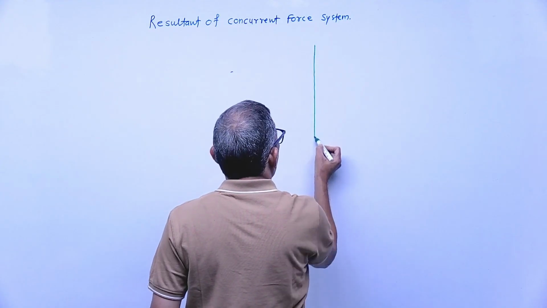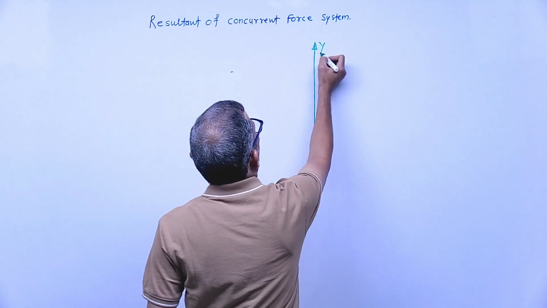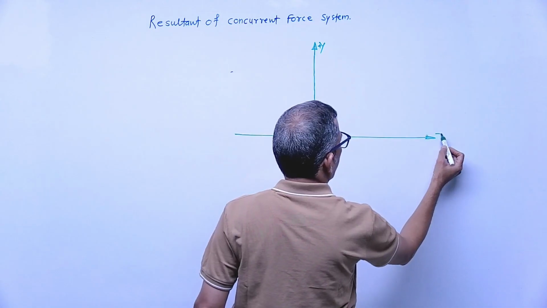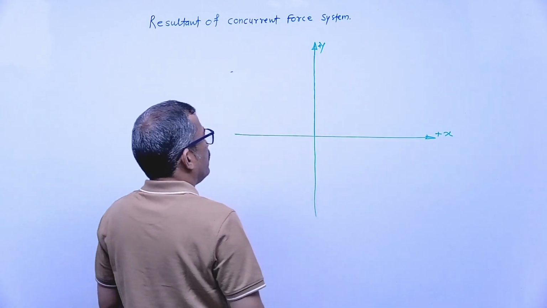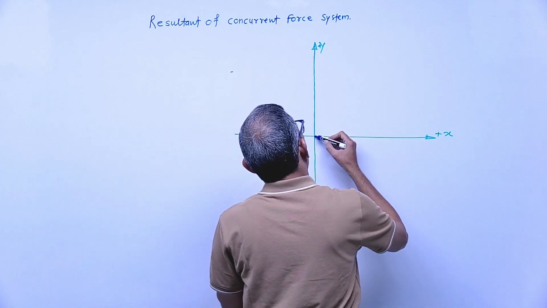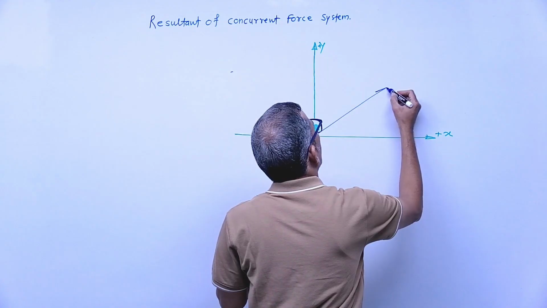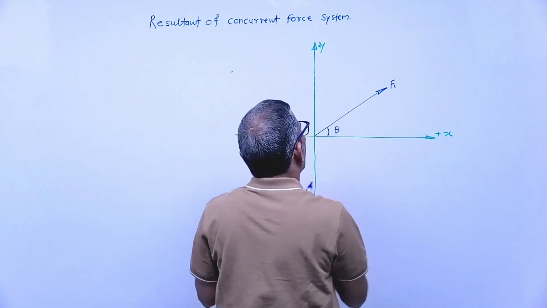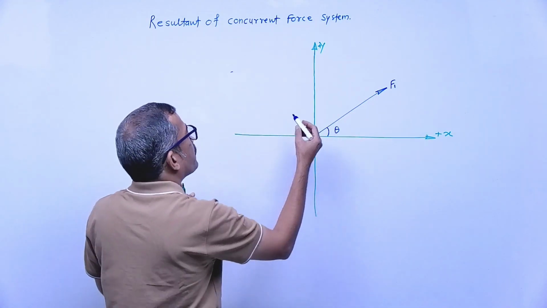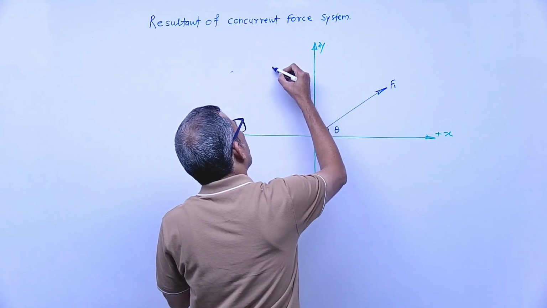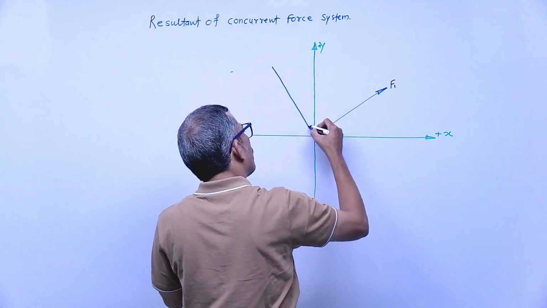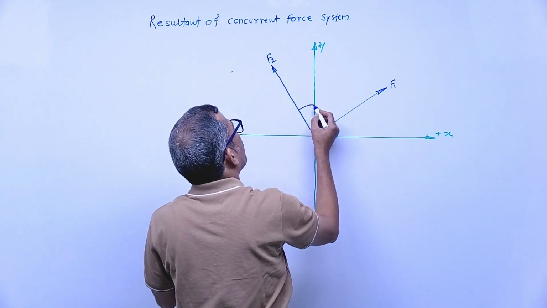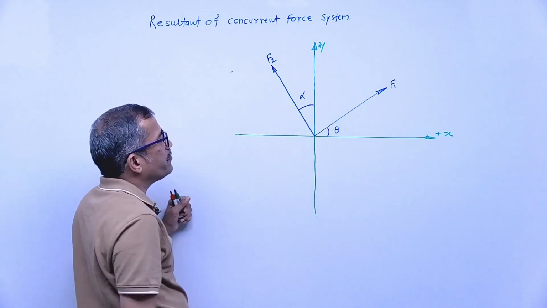Suppose this one is the y-axis, positive y-axis, vertically upward, right? This one is the x-axis. This is the positive x-axis, right? Say some forces are acting on a body. This force is F1, inclined at an angle of theta with horizontal. Say this one is the second force. What I am representing here is a concurrent force system, because you have to find its resultant. This is F2. The angle is say alpha with horizontal.